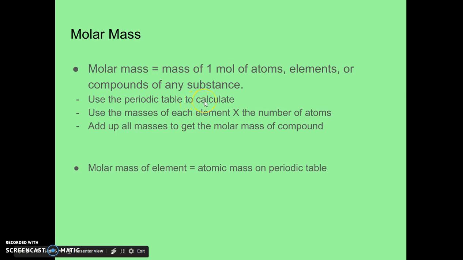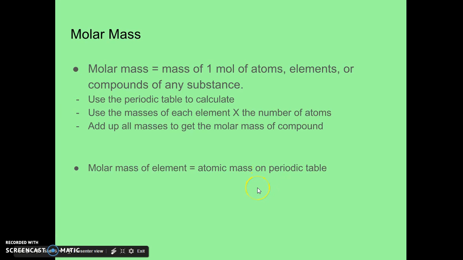So you're going to use the periodic table to calculate. The nice thing is you're going to use the masses on the periodic table. So you use the masses of each element times the number of atoms, and then you just add them all up. The molar mass for an element is the atomic mass that's on the periodic table. So for oxygen, it would be 15.9994. That's how many grams 1 mole would weigh.